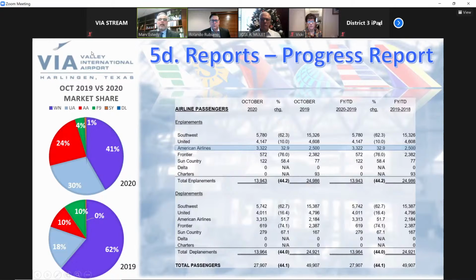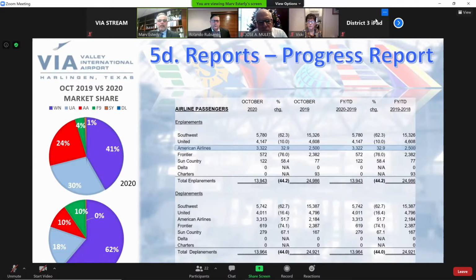American Airlines has actually increased this year over last year the number of seats in the market with a larger aircraft, and they're up and running. Their load factors are very well, 82%, and they were up 32.9%, almost 33%, in October. We were on the phone with them yesterday, commending them and congratulating them on taking advantage and positioning the right size aircraft. So that's super exciting to see.